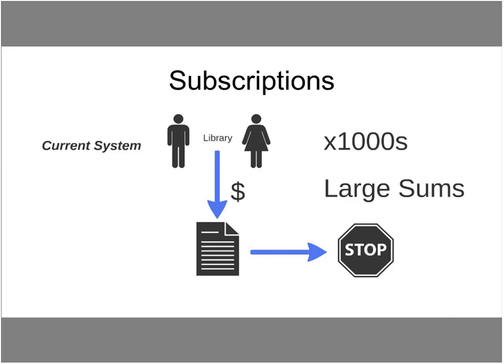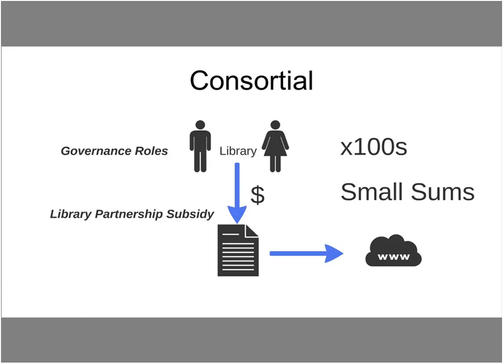The consortial model inverts this. It says, okay, we're going to get many libraries to pay relatively small to medium-sized sums so that we can make the material available to everyone. You're not paying so your own authors can publish. You're not paying so you have exclusive access. You're paying so that the work of publication can be done so it's available to everyone to read. Now, there are ways that you can give certain exclusive benefits to people within consortial models. So what we do is give a governance stake to libraries who join.